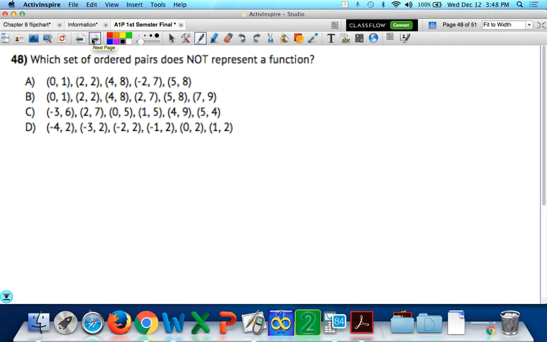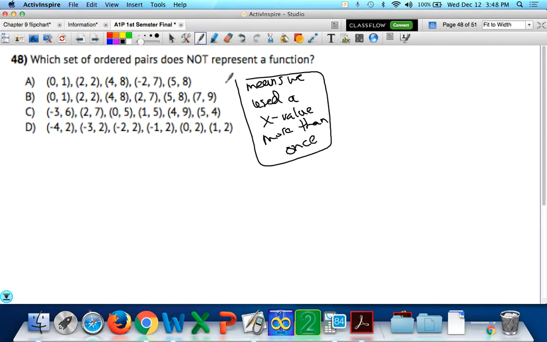Number 48, again, which order does not represent a function? Okay? Does not represent a function means we used an x value more than once. So to fail the vertical line test, we have to use an x value more than once.